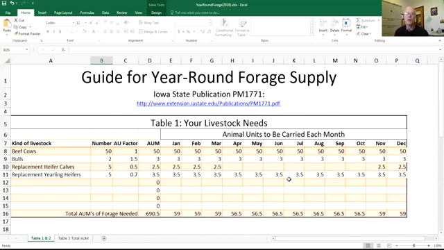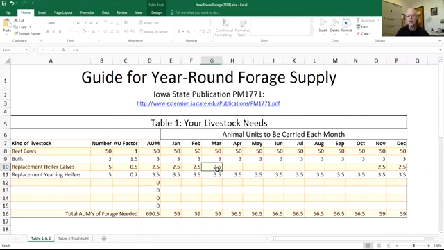Well, we're also going to keep some replacements back, and we're selling these calves off all in October. We're just a feeder calf operation, but we do want to keep about 10% back. So I put 5 animals there. Heifer calves, and that's not in your chart, by the way, on PM 1771. But if I look up elsewhere, heifer calves are going to be about half a unit. So I put that in on the AU factor here. Take that times 5 and I need 2.5 a month. Well, I'm going to need them in November, December, January, February, and March.